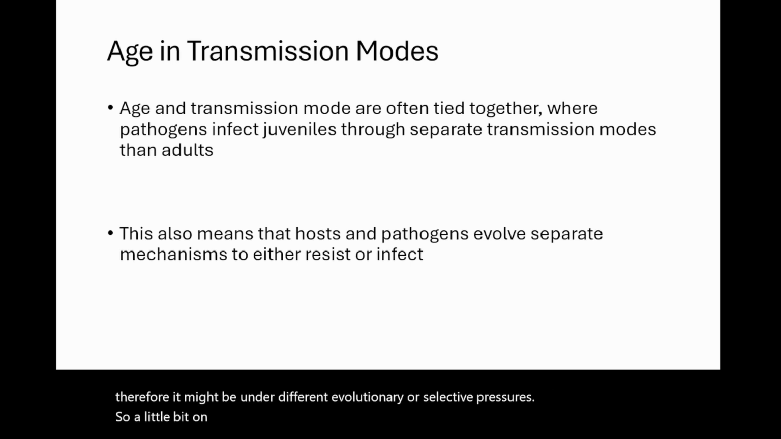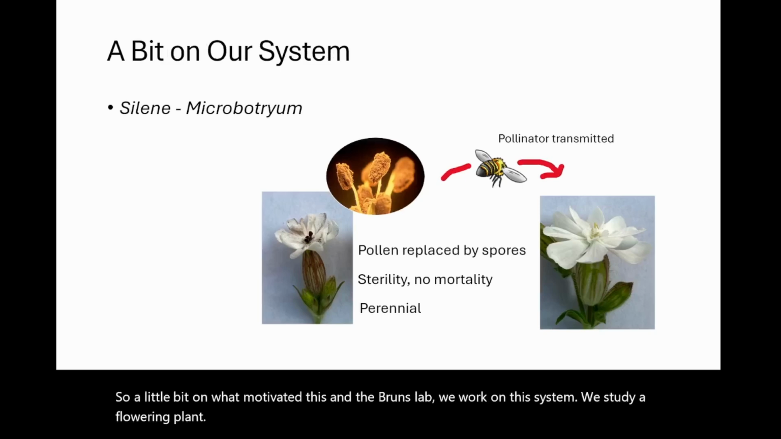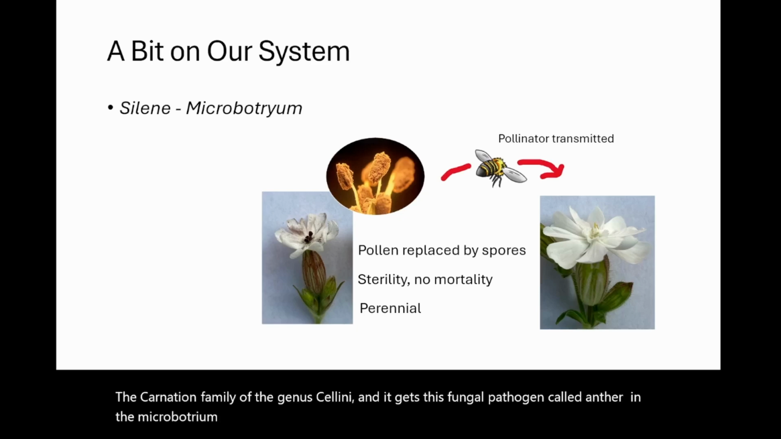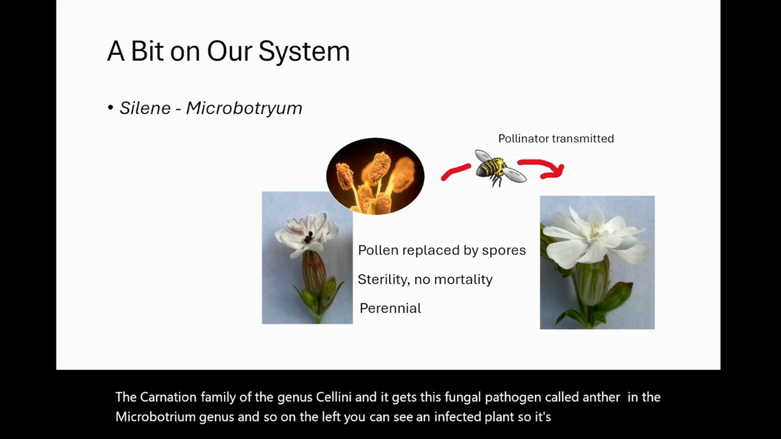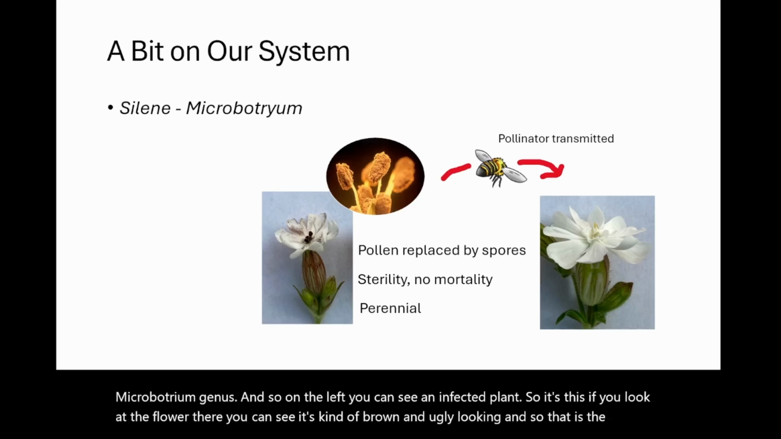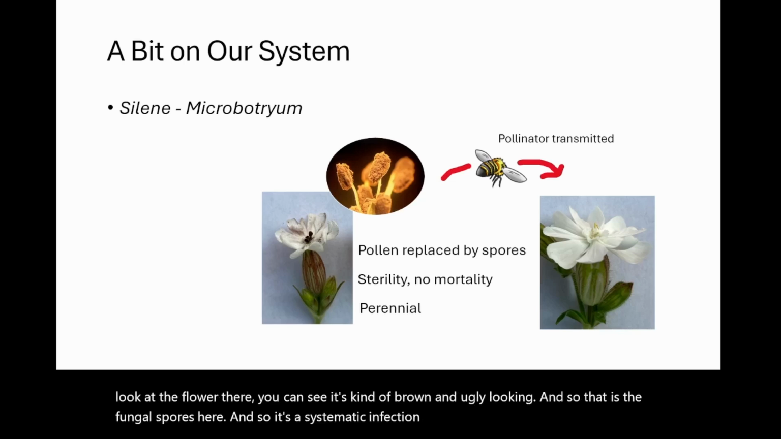So a little bit on what motivated this. In the Bruns lab, we work on this system. We study a flowering plant in the carnation family of the genus Silene, and it gets this fungal pathogen called anther smut in the Microbotryum genus. And so on the left, you can see an infected plant. If you look at the flower there, you can see it's kind of brown and ugly looking. And so that is the fungal spores here. And so it's a systemic infection that manifests in the flower.